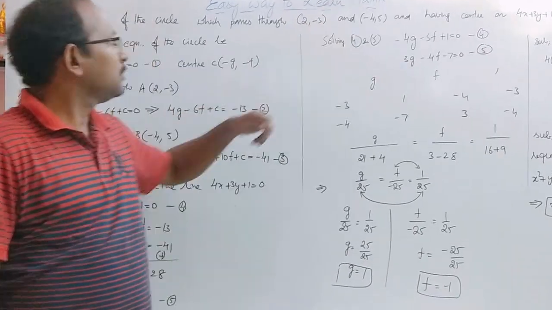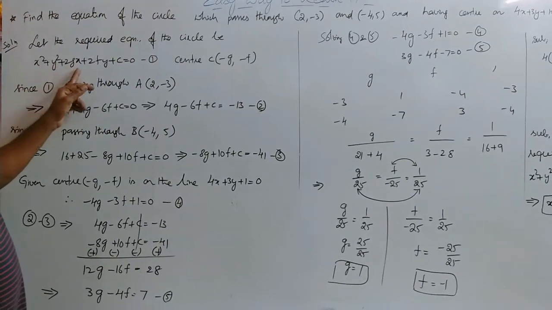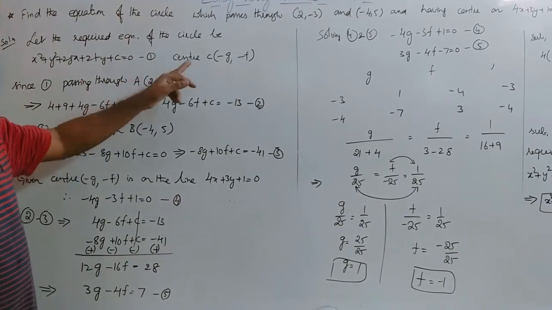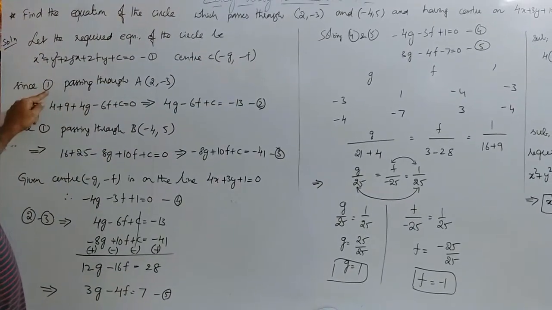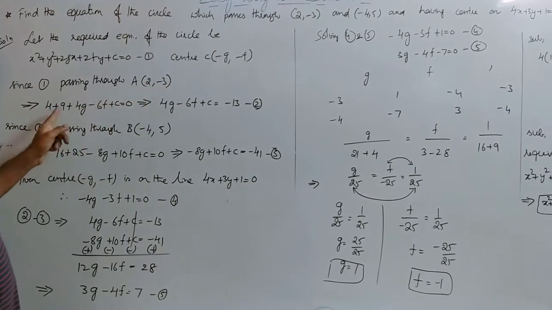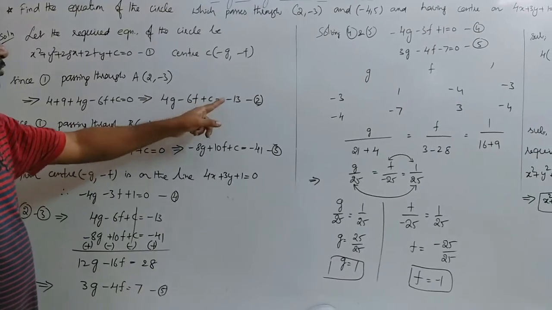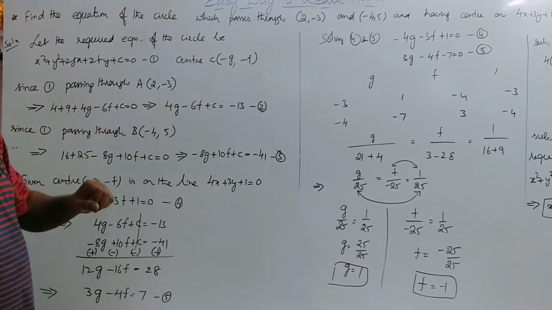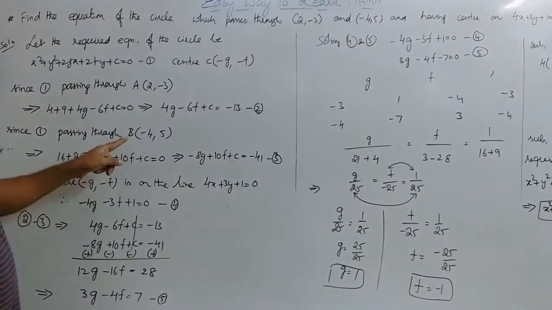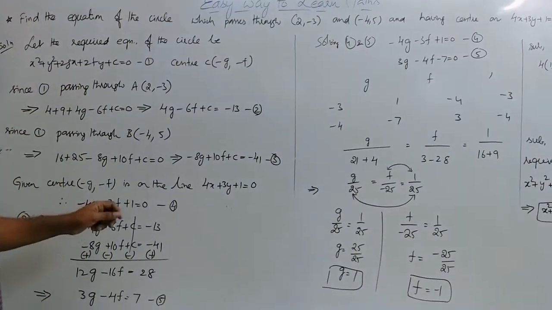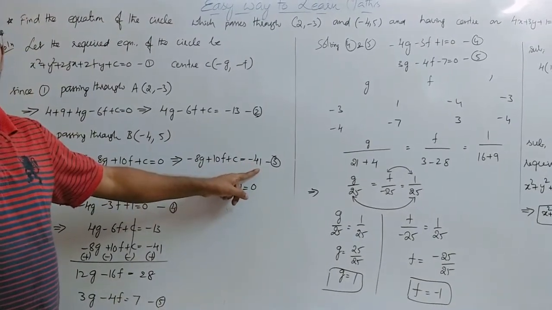So by making use of these 2 points, again let the required equation of the circle be x square plus y square plus 2gx plus 2fy plus c equal to 0, whose center is minus g, minus f. Since it is passing through the first point A, 2, minus 3, substituting these values of x and y, we get 4g minus 6f plus c is equal to minus 13, first equation. Then it is also passing through the point B, minus 4, 5. Substituting in the first equation, we derive minus 8g plus 10f plus c is equal to minus 41.